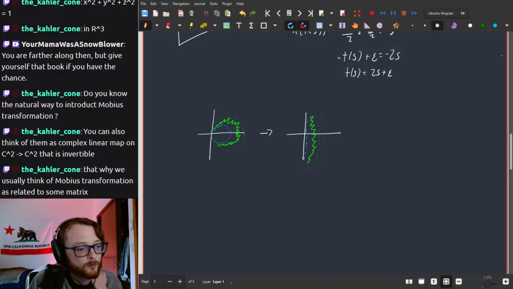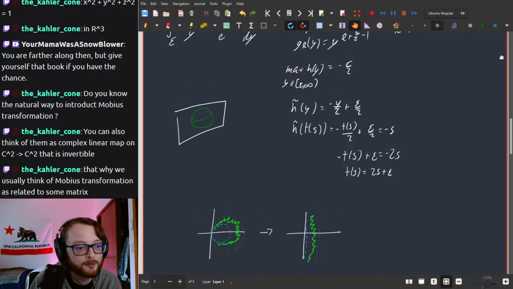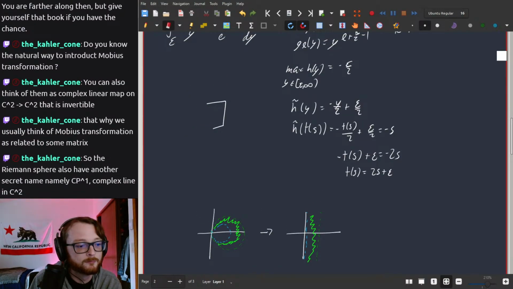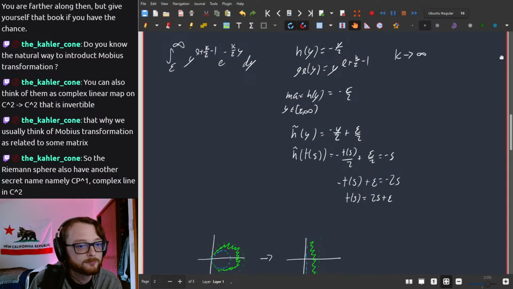So I usually think of Mobius transform as related to some matrix. Hmm. Yeah, it does kind of look like a matrix, right? Your sphere also has another secret, namely CP1, the complex line in C2. Oh. Yeah, it's like the same thing, I guess, because they can be mapped to each other.